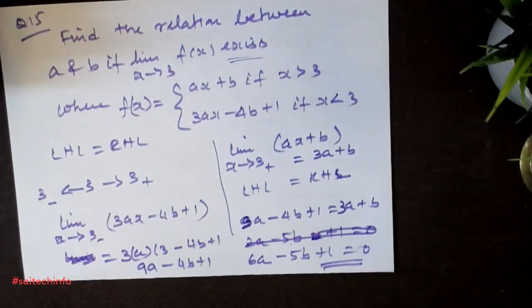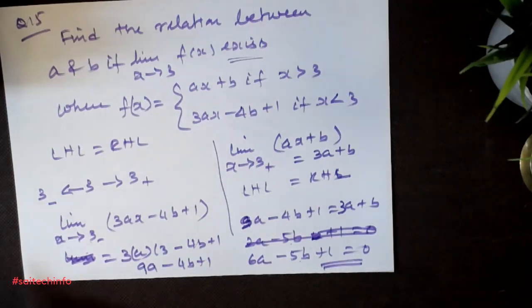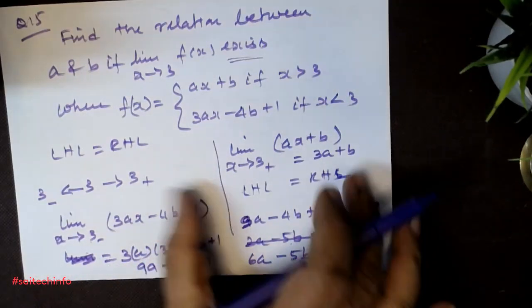Okay, 6A minus 5B plus 1 is equal to 0. So you have to substitute and equate it. Okay.